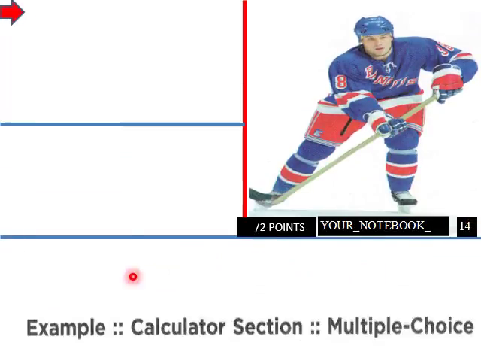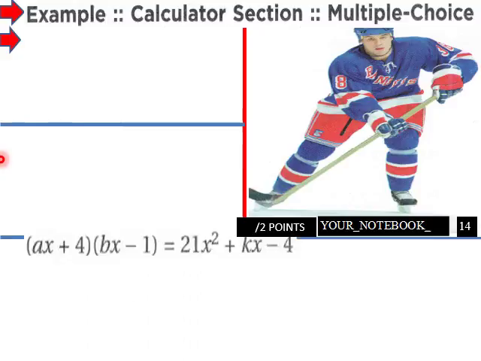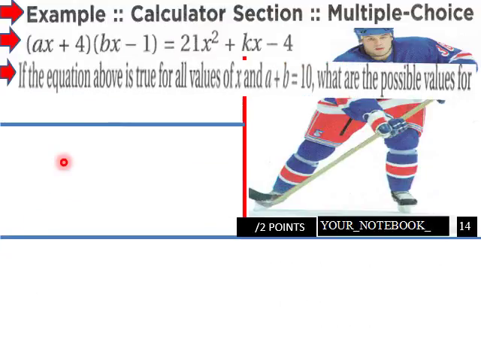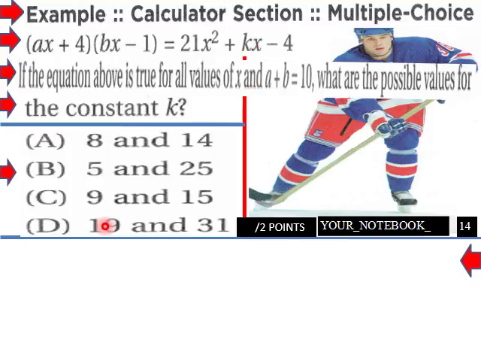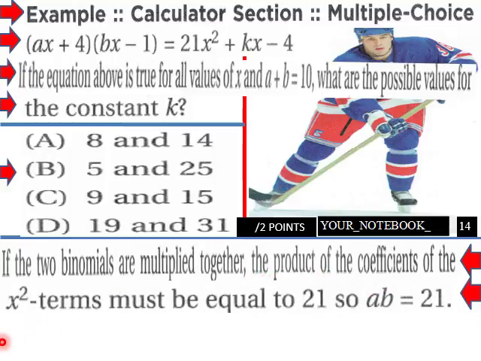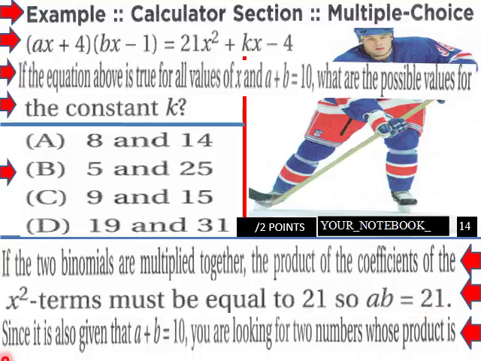Page 14, calc section, multiple choice. Here we have a binomial product here which equals this. If the equation above is true for all values of x and a plus b equals 10, what are the possible values for the constant k? So here are our choices here. If the two binomials are multiplied together, the product of the coefficients of the x squared terms must be equal to 21. So ab equals 21.